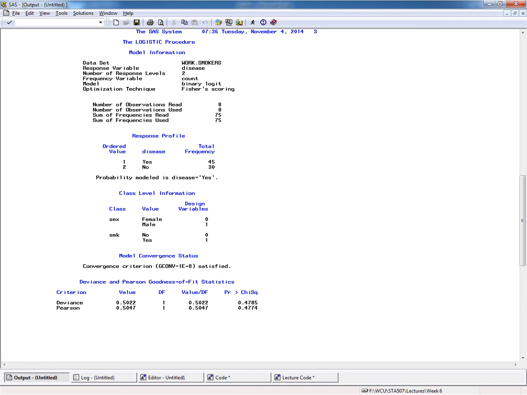And so now I look at the class level information. Anytime I'm using the class statement, I should be looking next at that class level information to make sure that SAS is coding these variables the way that I want it to. And so here it's making female my reference category, and it's making non-smoker my reference category, just like I asked it to.